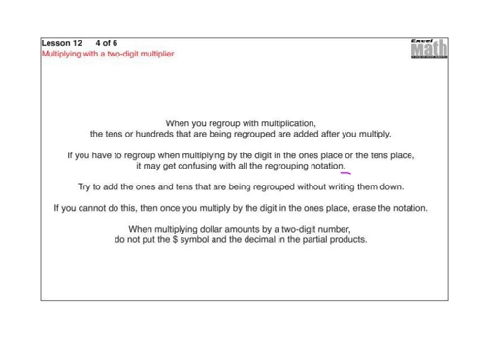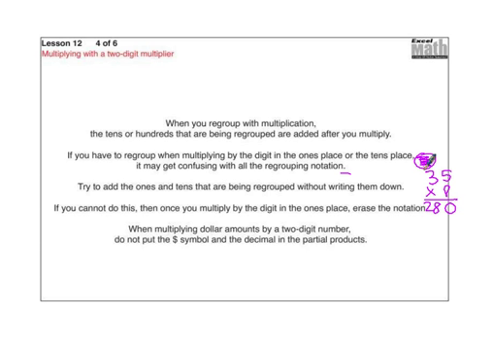Try to add the 1s and 10s that are being regrouped without writing them down. If you cannot do this, then once you multiply by the digit in the 1s place, erase the notation. What this is telling you to do is if you're doing, say, 35 times 8, you're going to put 40, carry the 4. They're saying do not write the 4 right there. Just do it mentally. 3 times 8 is 24, plus 4 is 28. And they're saying if you do have to write it down right there, then you need to erase this before you go on. Well, I showed you that you can just kind of scribble on it, and that's okay as well.